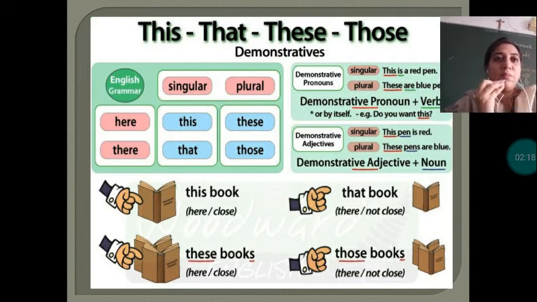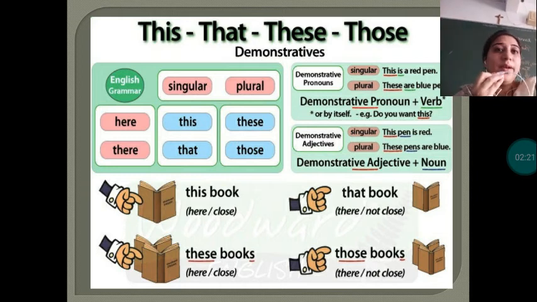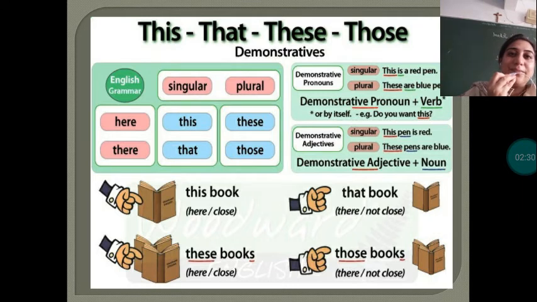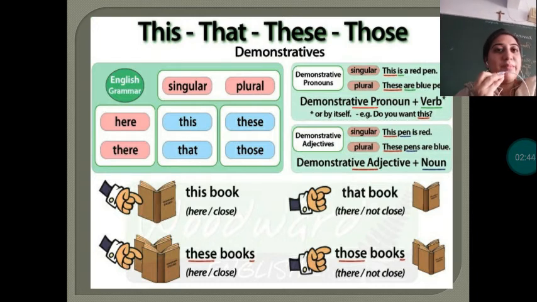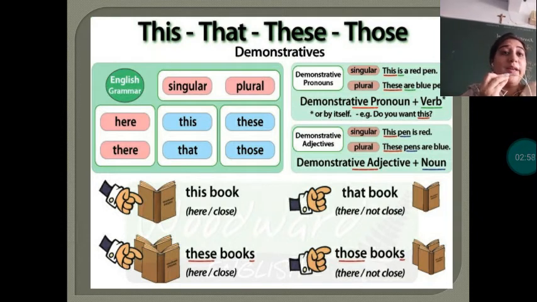Now students, this is an image that will make you clear. You can see one table, singular. If it is here, you will use this, and if it's plural, we will use these. If it is there, we will use that, meaning it's far from your place. And if they are there, again far from your place, you will use those. This book means close. These books means there are many and close to you, so you will use these. That book means far. Those books. I hope you are clear with the image.